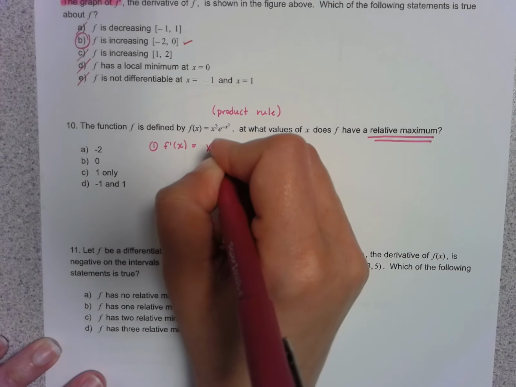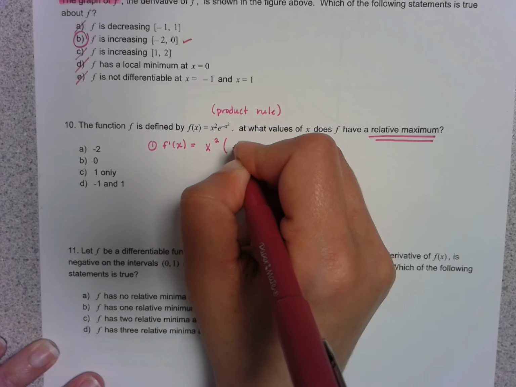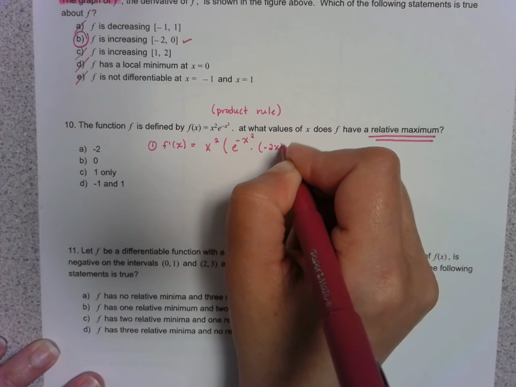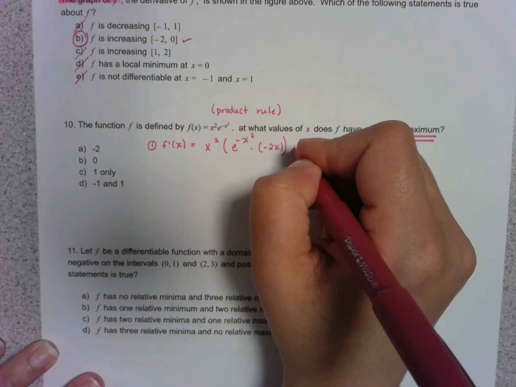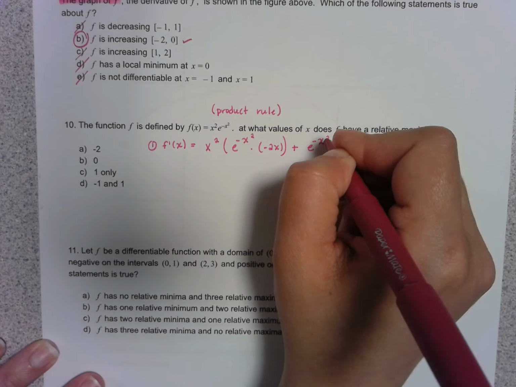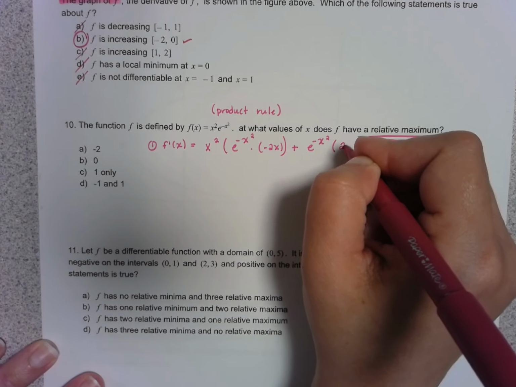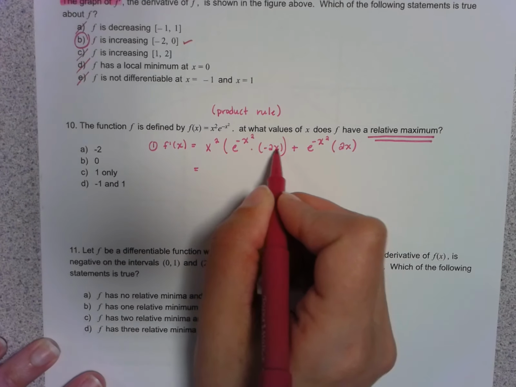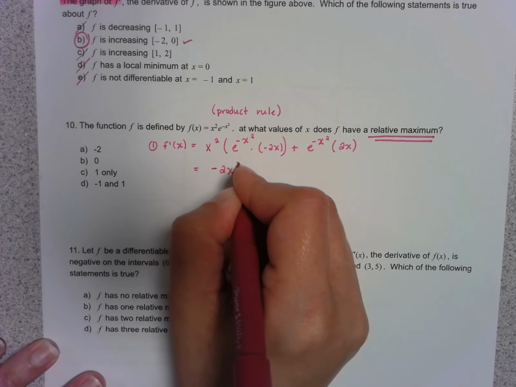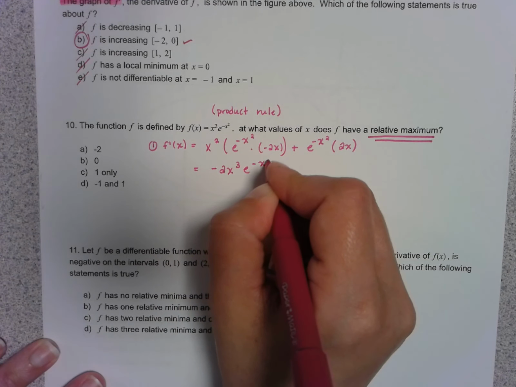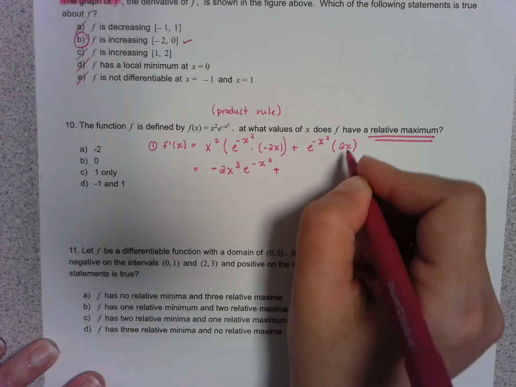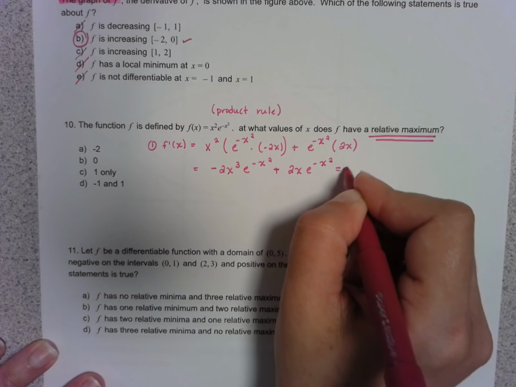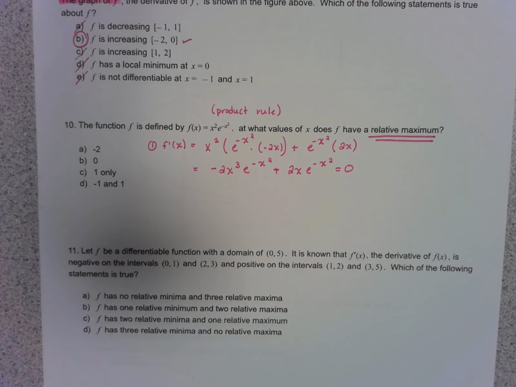So I'm going to copy the first, which is x squared, take the derivative of the second. The derivative of e to the something is just e to the something times the chain rule, which in this case would be negative 2x, plus copy the second, derivative of the first, which would be 2x. If I simplify this expression, I'm going to have x squared times negative 2x makes negative 2x cubed times e to the negative x squared, plus, if I move the 2x to the beginning, 2x times e to the negative x squared, and I'm going to set this equal to 0 so that I can find the critical points.